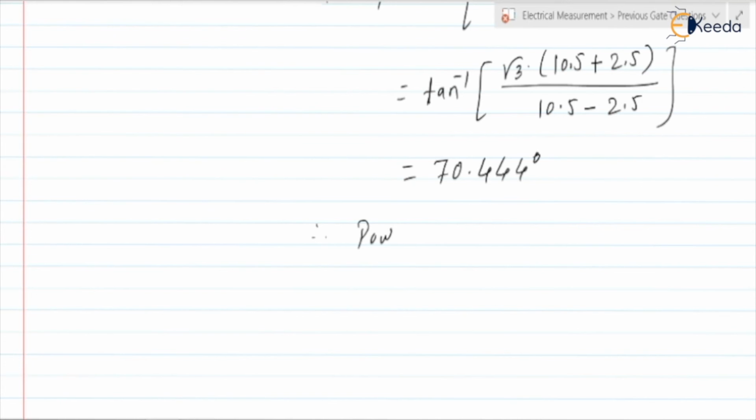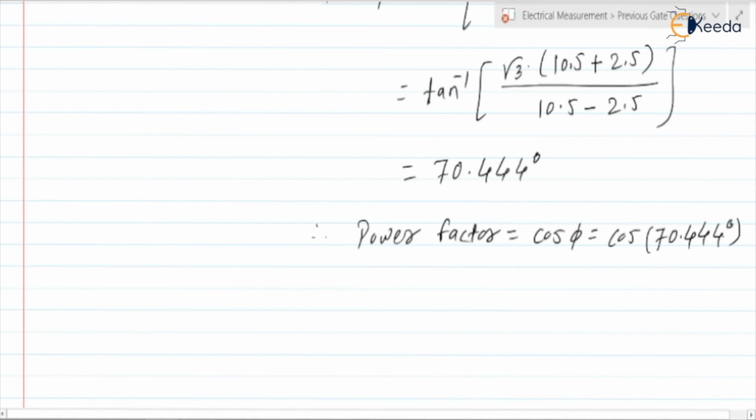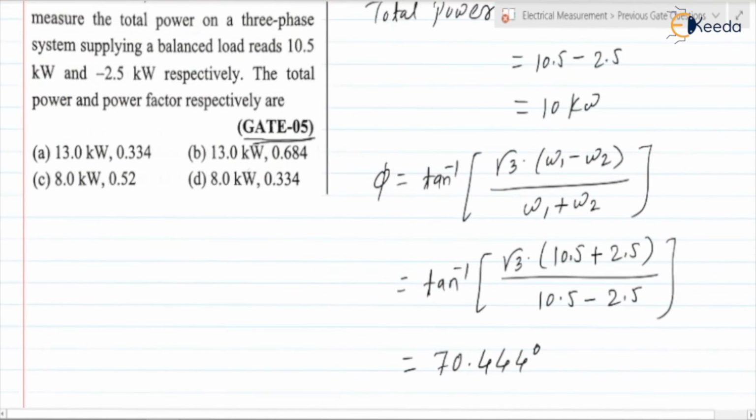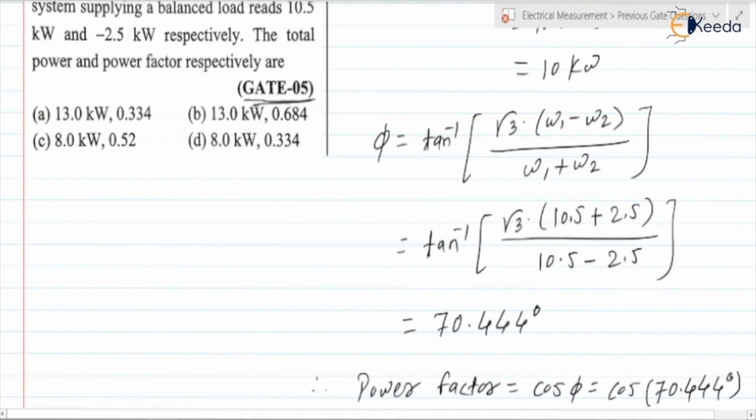Therefore, power factor is equal to cos phi, is equal to cos of 70.444, right? So it is equal to 0.3347, right? So if you check the options, it is 8 kilowatt and 0.3347. Okay, so the correct option is option D.